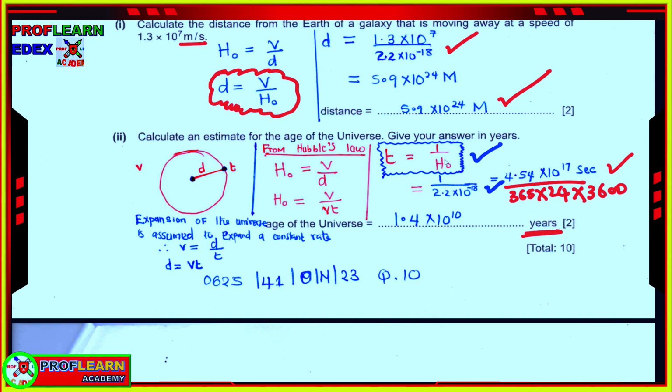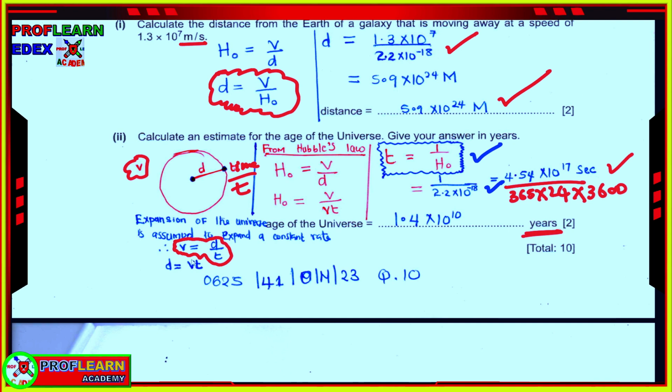But where did you get this formula from? If you assume that the universe is expanding at a constant rate, the speed at which the galaxies are moving away is V equals D over T, right? And this D is the distance of the galaxy, or the distance where the galaxy will be at a given time T.